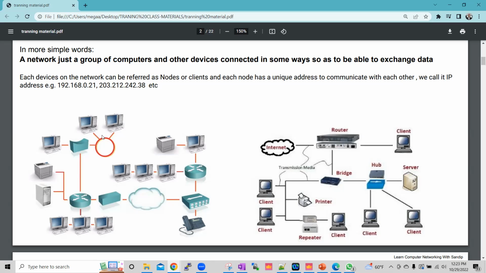So the endpoint will connect to the switch. The switch will connect to the router, and the router will connect to the firewall. The firewall will connect to the internet. That is the basic design of every organization. There's no two ways about that.